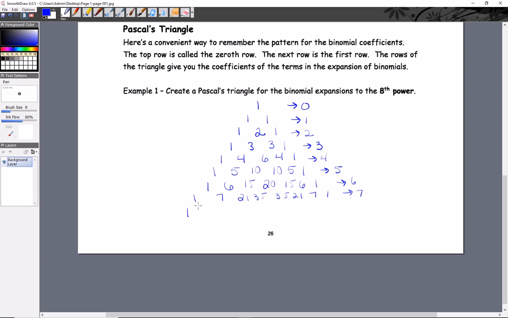Your coefficients will be 1, then 8, then 28, then 56, and then 70, and then 56, 28, 8, and 1. And that would be raising to the 8th power. So, pretty powerful thing. And there are patterns that go down the diagonals, and it's just an amazing, amazing little feature that math has going for it.